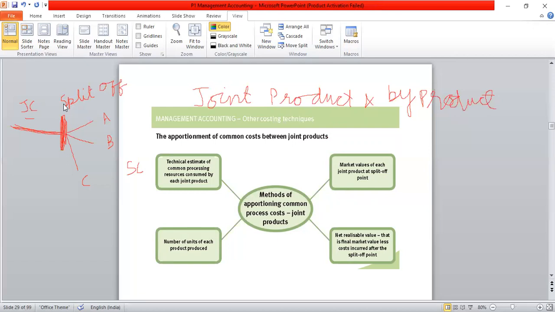The methods which are available here: first we need to know the technical estimate of common processing resources consumed by each joint product. Then, what is the number of units of each product? There are many methods, but whatever is covered in our syllabus, we will stick to that only. So the market value of each joint product at the split off point, then net realizable value, that is final market value less cost incurred after the split off point. So whatever is covered in our syllabus in terms of the various methods of apportionment of joint cost is what we will look into.